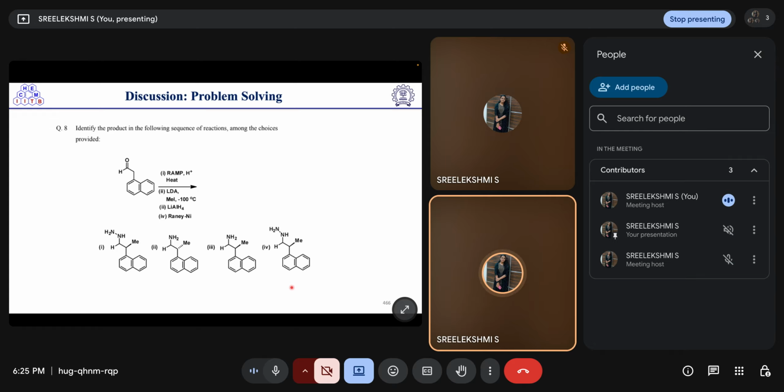Now the next question, identify the product in the following sequence of reactions among the choices provided. So here, firstly with RAMP, H plus, then LDA and methyl iodide, then LAH, and then Raney nickel, which will be the major product here?